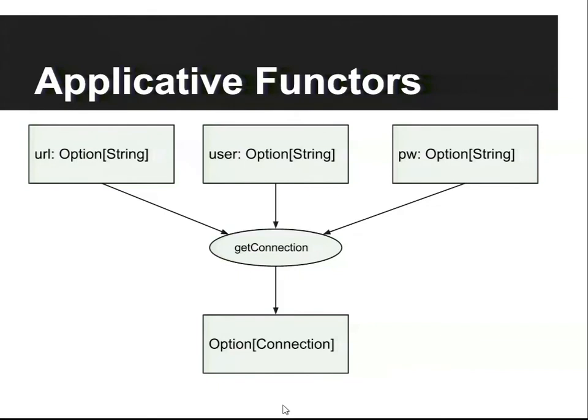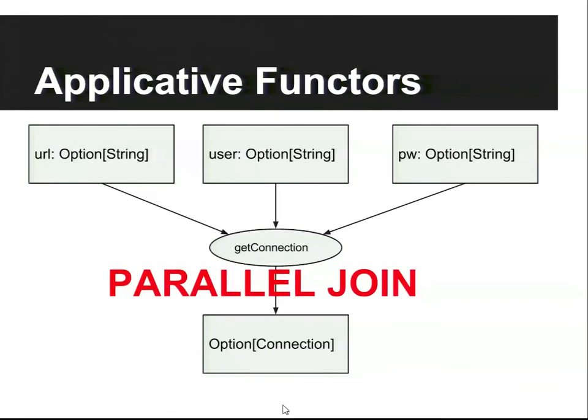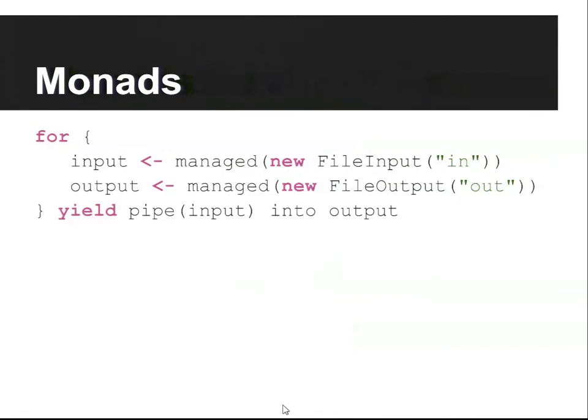And my brain just died. I had a good Java example of this kind of pattern, and well, sorry, can't remember what it is. So parallel join. Applicative functors, parallel joining computation.